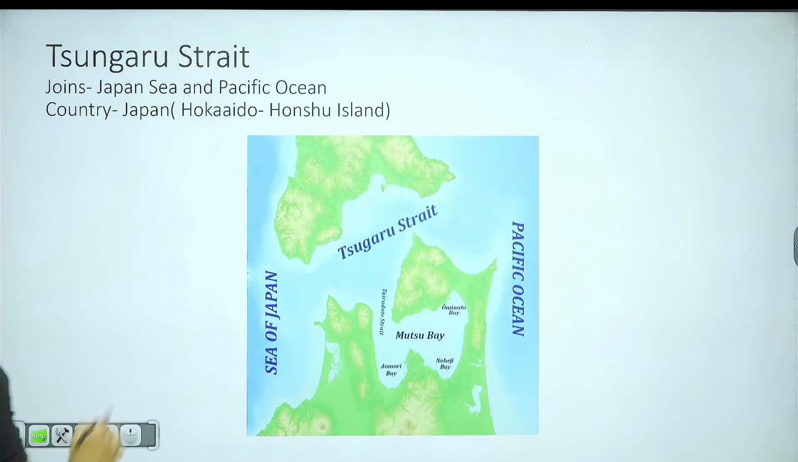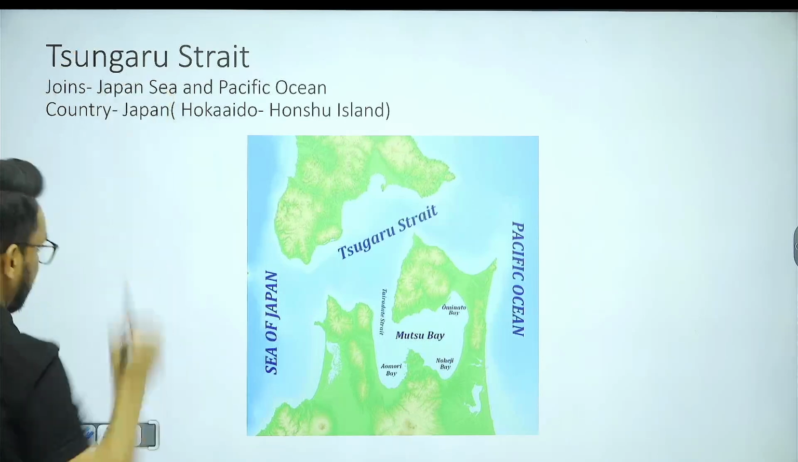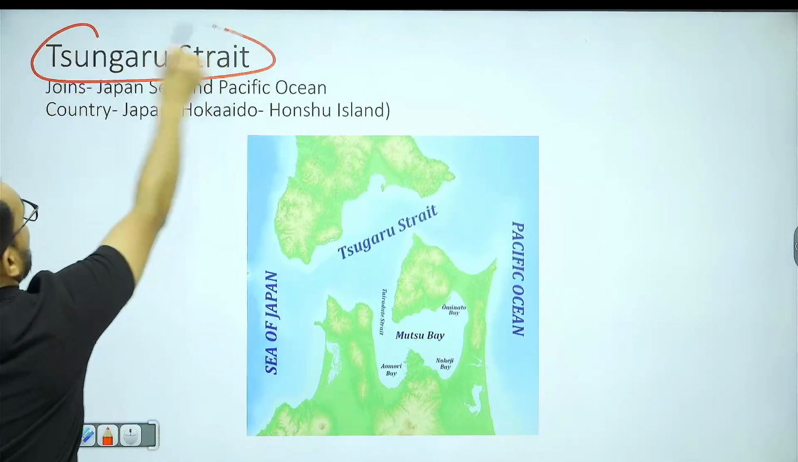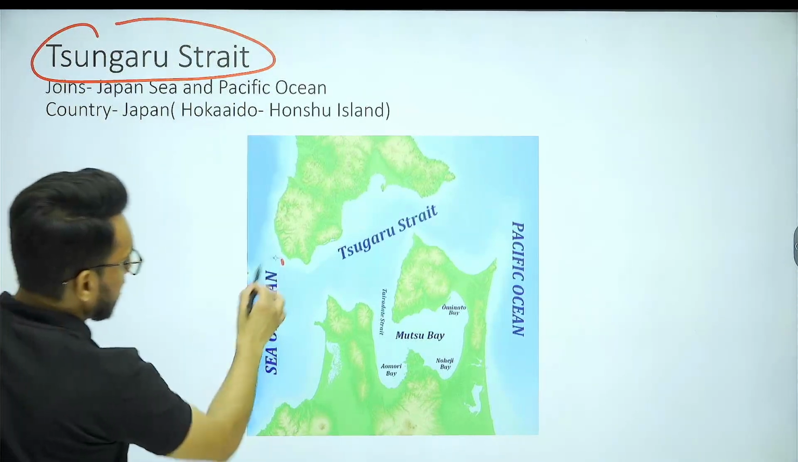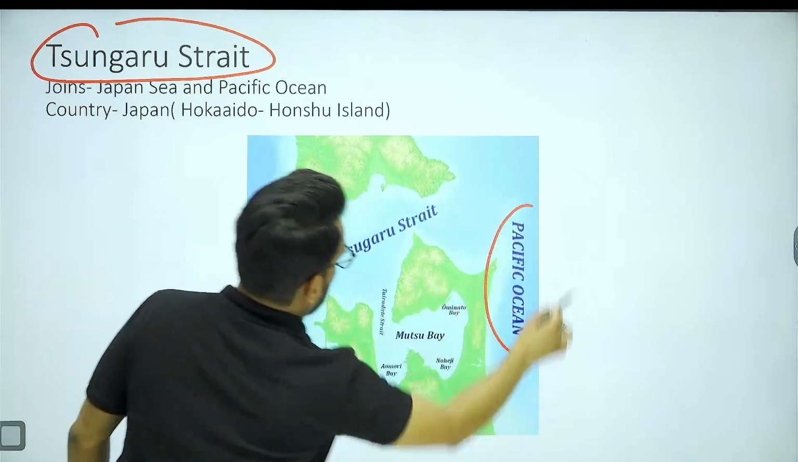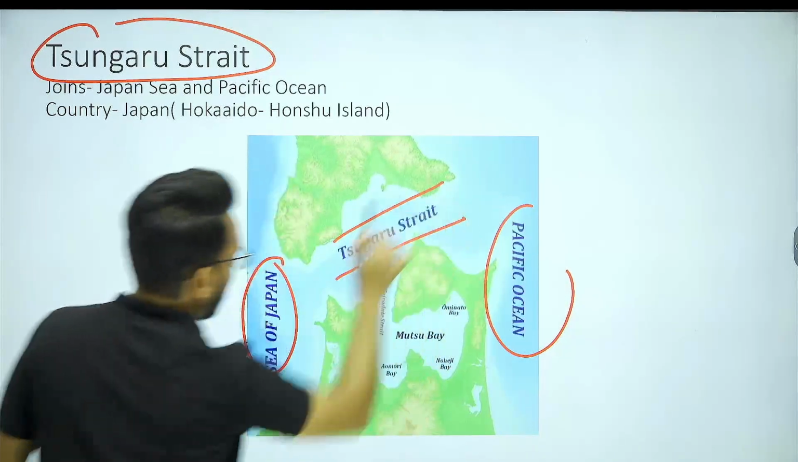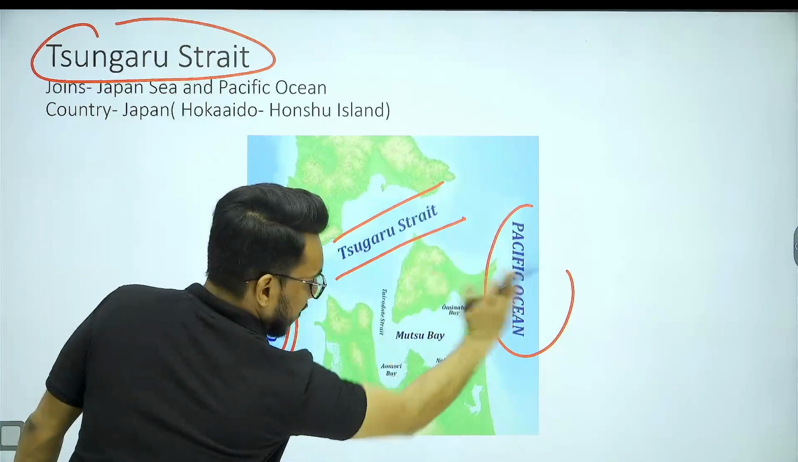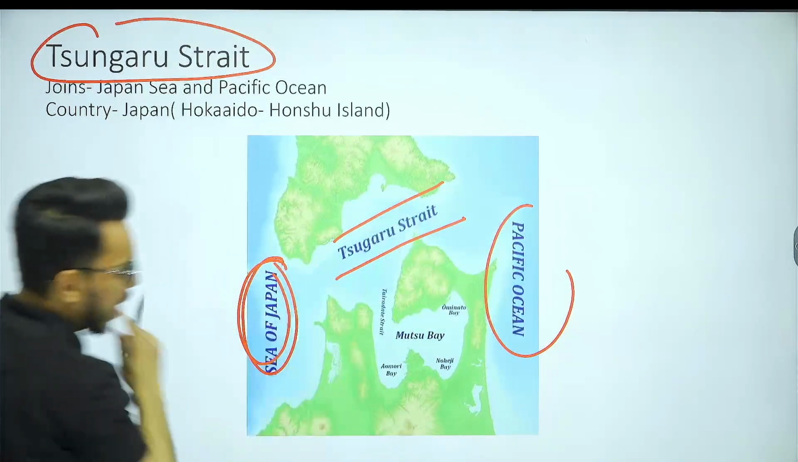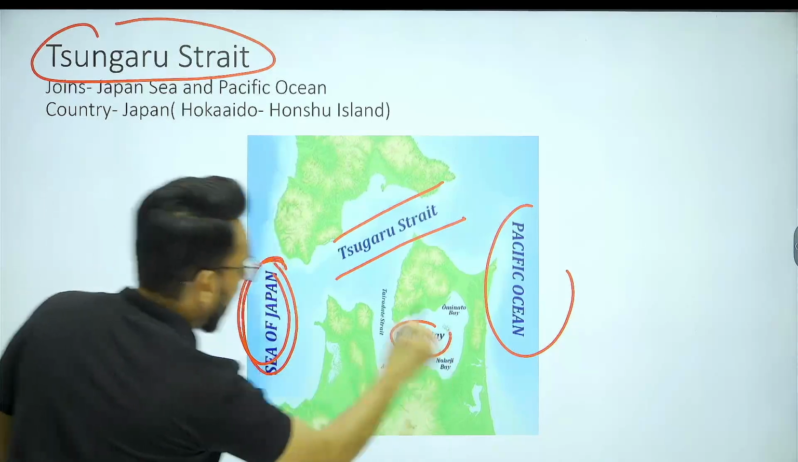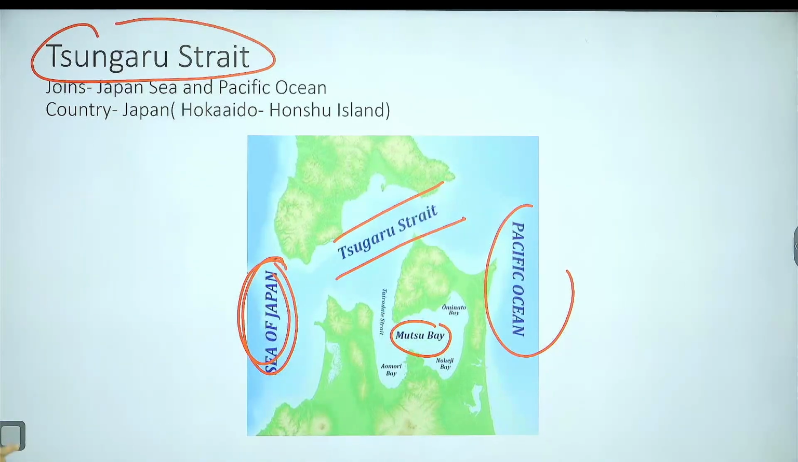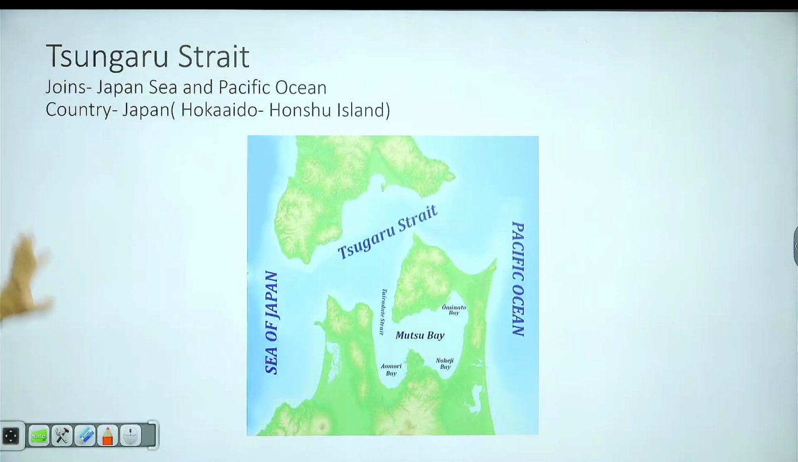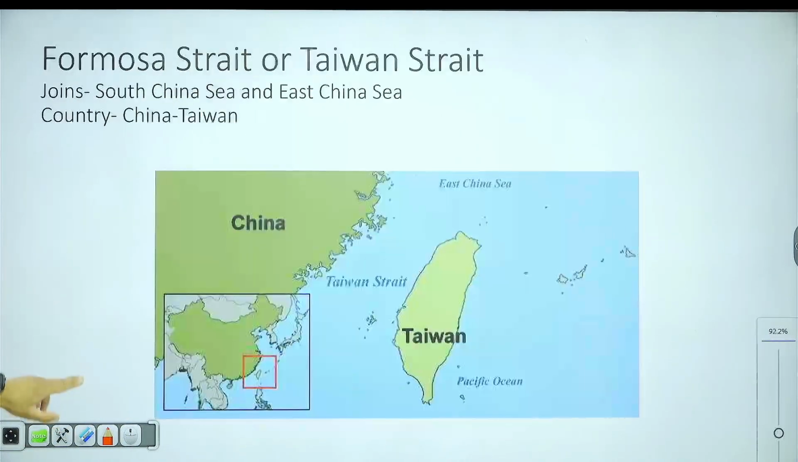Then further we go to the south. We have the Sugaru Strait. Now what does the Sugaru Strait do? It joins the Sea of Japan with the Pacific Ocean, and in between we have the Sugaru Strait. Here we also have Mutsu Bay. It is located in Japan, between the Hokkaido and Honshu Islands.